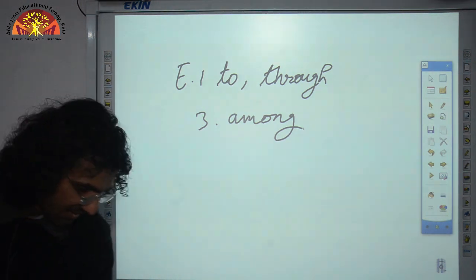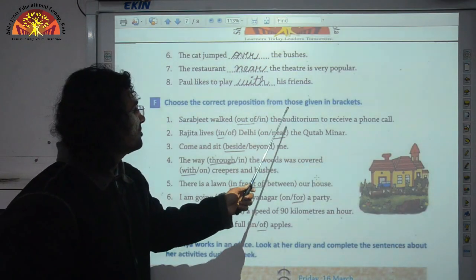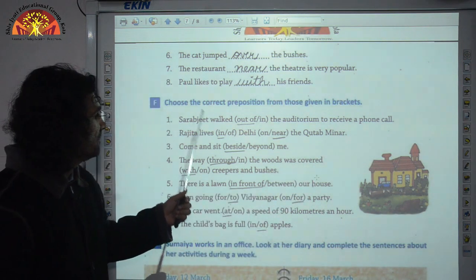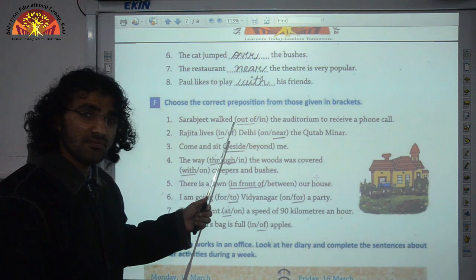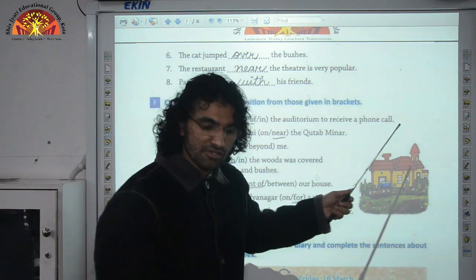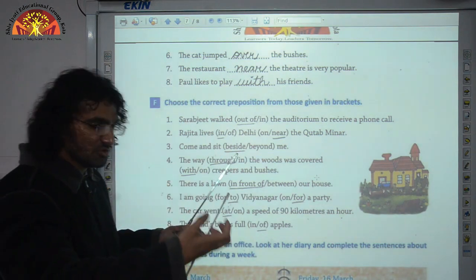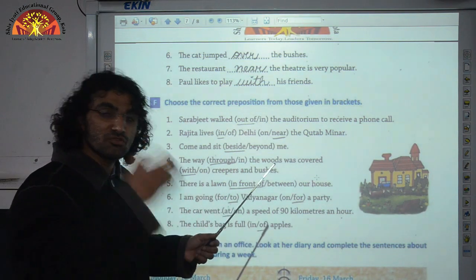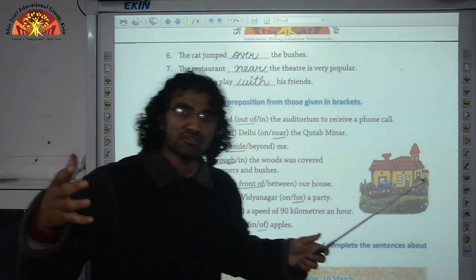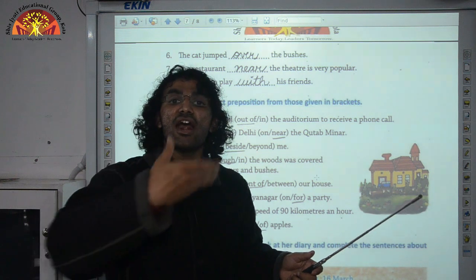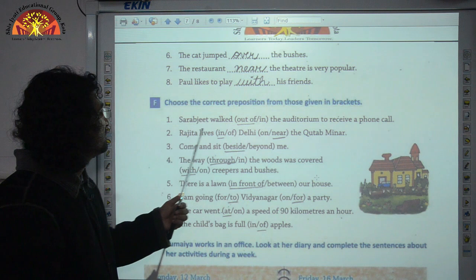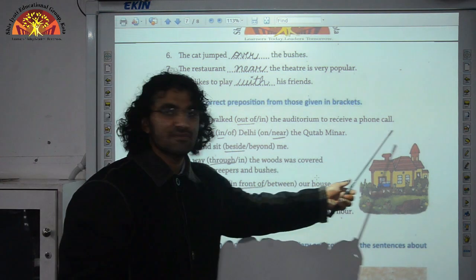Are you ready for exercise F? Choose the correct prepositions from those given in brackets. First one, Sarabjit walked out of or in the auditorium to receive a phone call. When you are receiving a phone call, your phone is ringing, you want to pick it up. Where will you go to pick it up when you are in an auditorium full of people, so much noise? Yes, you will go out of. Sarabjit walked out of the auditorium to receive a phone call.